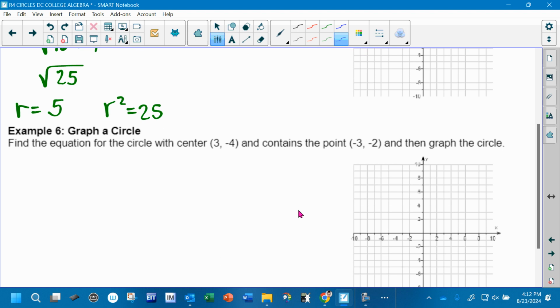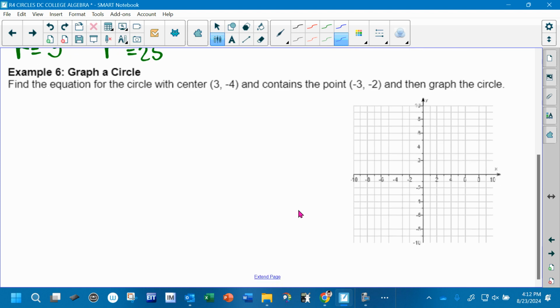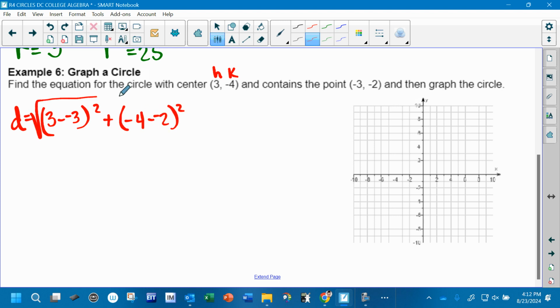So I'm going to go down here. We're going to do it one more time. So we have the center. So our center is at h and k. And this time we have this point xy. So I'm going to find the distance of my radius. So my x values are 3 and -3. So 3 minus -3 squared. -4 minus -2 squared. Take the square root.